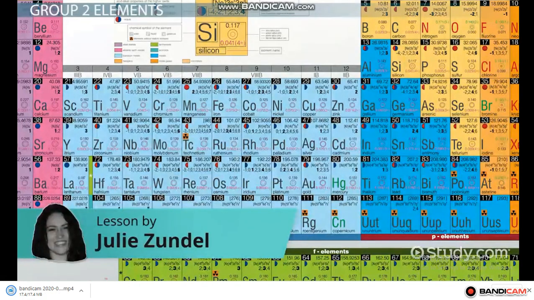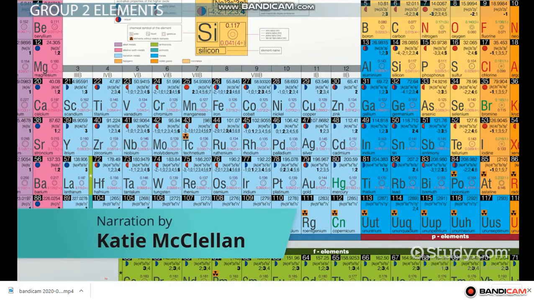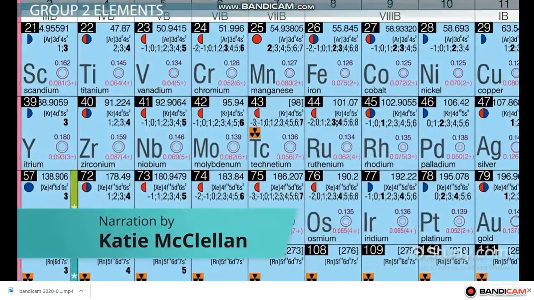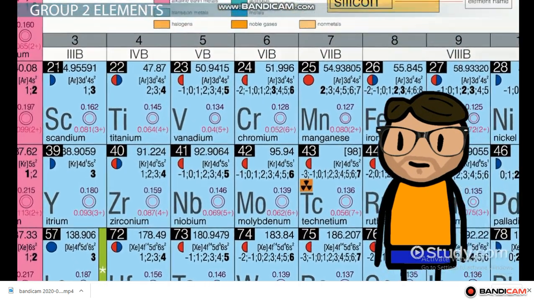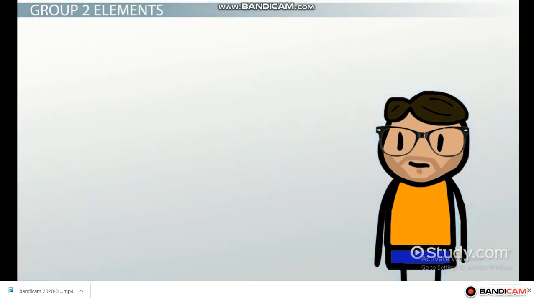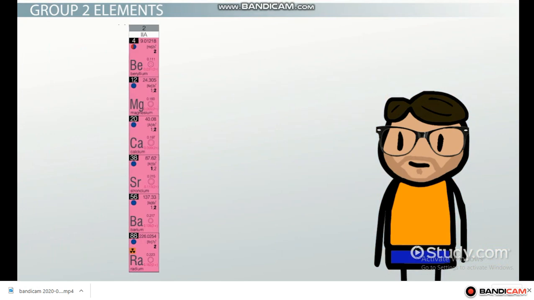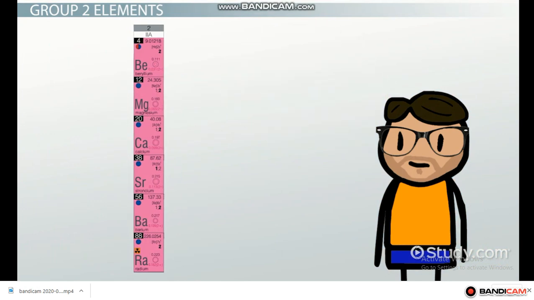Take a look at the periodic table, and you might see a jumble of elements, but if you look closer, the periodic table can give you all sorts of usable information. For example, take a look at the numbers above each column. Those numbers are called groups, and each group of elements has specific characteristics. This lesson will focus on group 2 elements. Let's take a closer look at the properties they all share.